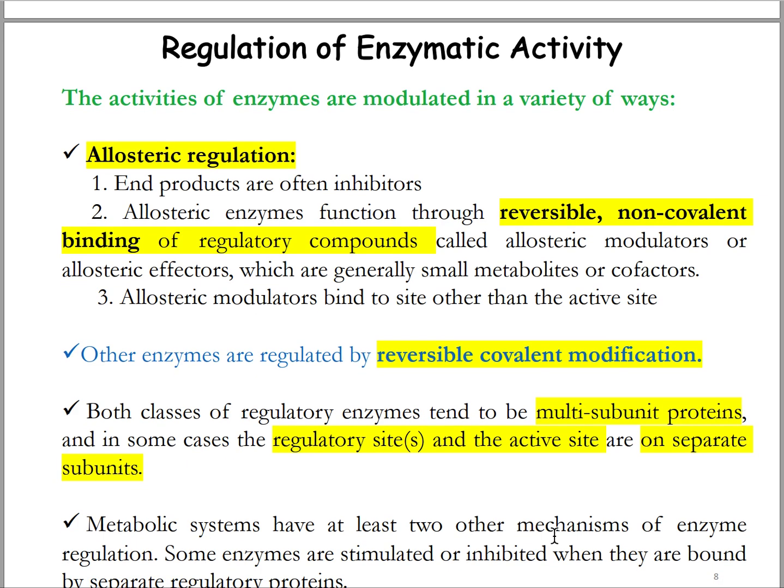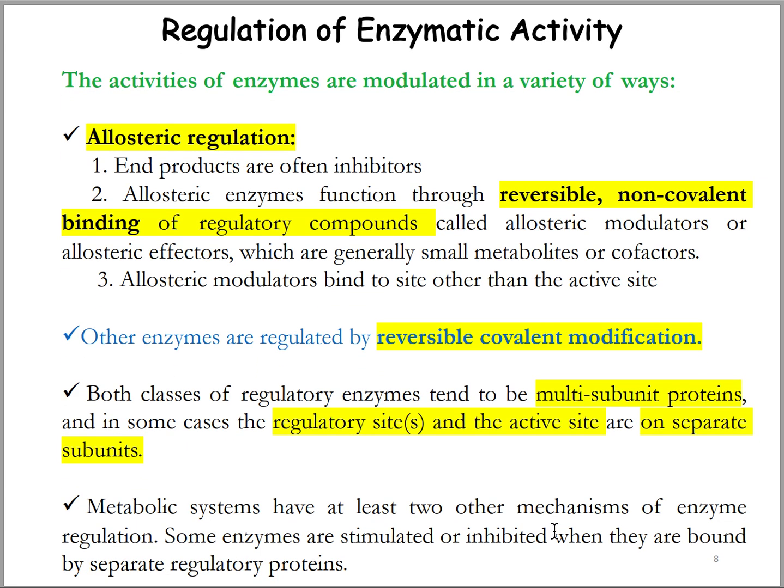So for allosteric regulation, here end products are often inhibitors, and allosteric enzymes function through reversible non-covalent binding of regulatory compounds called allosteric modulators or allosteric effectors, which are generally small metabolites or cofactors. Allosteric modulators bind to a site other than the active site. Other enzymes are regulated by reversible covalent modification. Both classes of regulatory enzymes tend to be multi-subunit proteins, and in some cases the regulatory sites and active sites are on separate subunits.